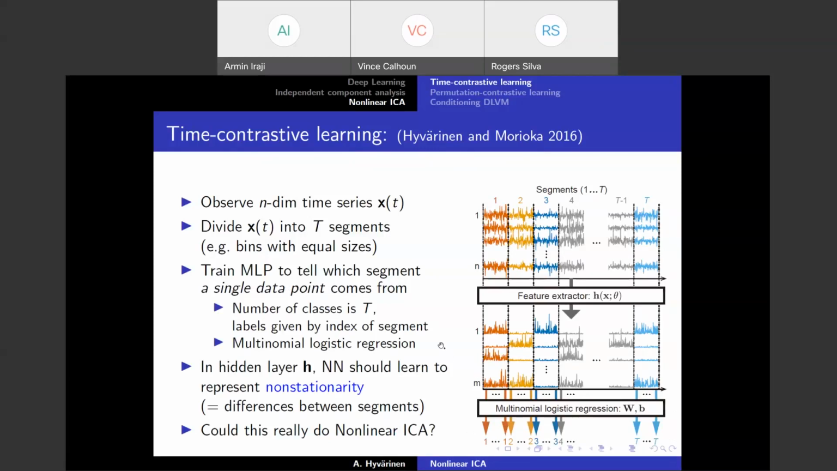Now we can divide this neural network into two parts. First, a kind of feature extractor, which is everything that the neural network does until the last hidden layer, and then a last layer which actually does the multinomial logistic regression, but that is less interesting. Now the question is, what kind of features does the feature extractor have to extract? Intuitively, you would think that the neural network should learn something about the differences between the segments in order to be able to do this classification. But the differences between segments, this difference of the distributions between the segments, is exactly the same thing as the non-stationarity of the signal.